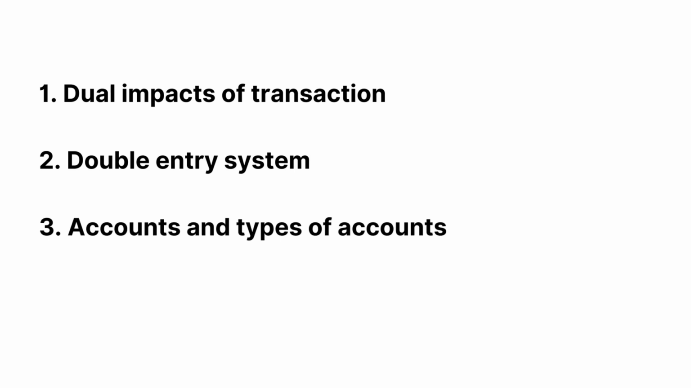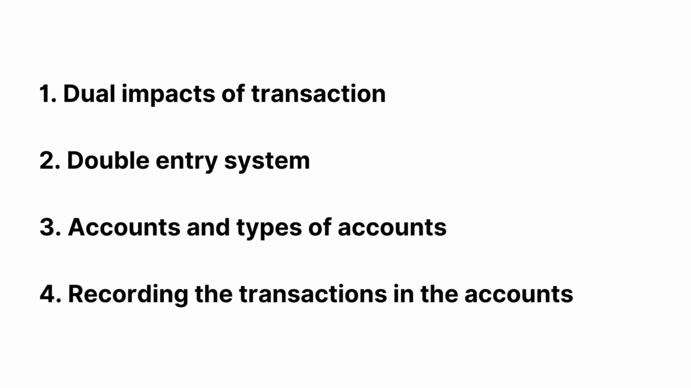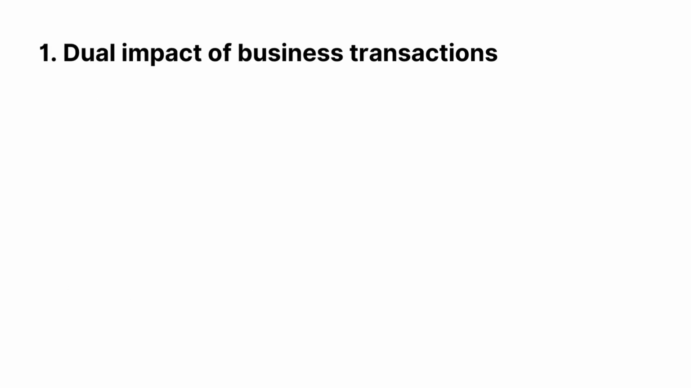First of all, let's look at what we are going to study in this chapter. First we will see what is meant by dual impacts of business transactions. Then the double entry system. Then accounts and the types of accounts. At last we will look at how to record transactions in the accounts. So let's see what are dual impacts of business transactions.